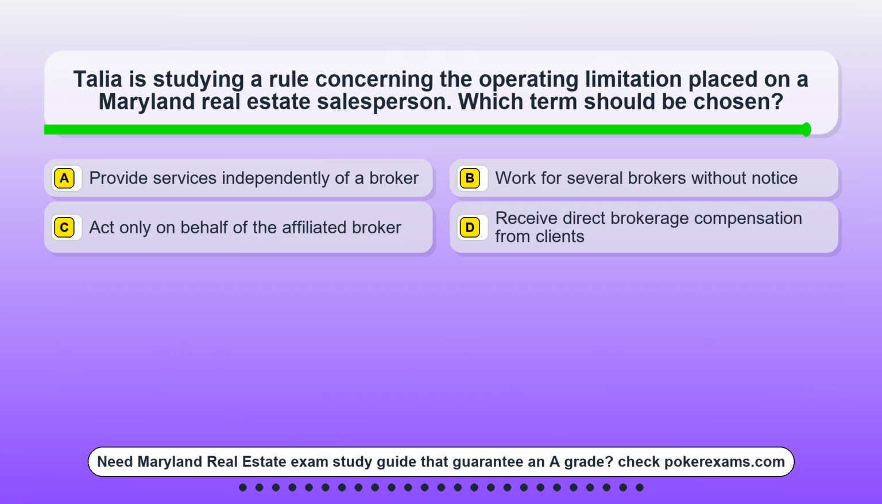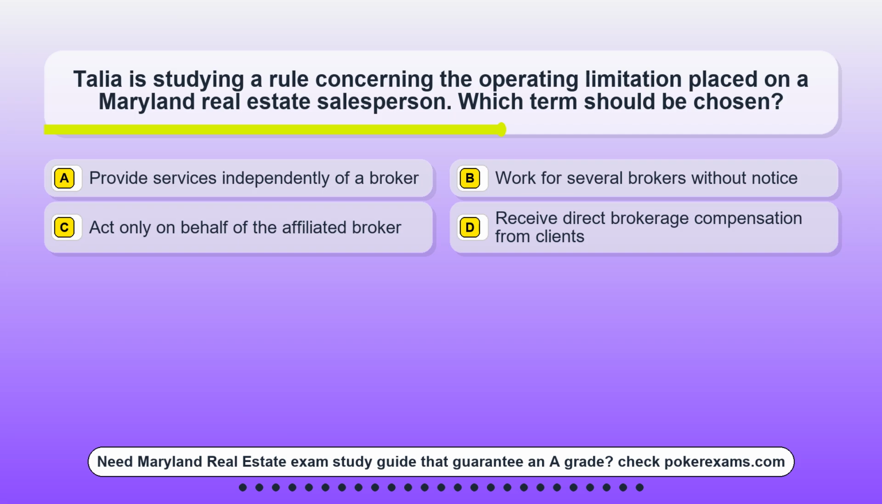Question 18. Talia is studying a rule concerning the operating limitation placed on a Maryland real estate salesperson. Which term should be chosen? Option A, provide services independently of a broker. Option B, work for several brokers without notice. Option C, act only on behalf of the affiliated broker. Option D, receive direct brokerage compensation from clients.